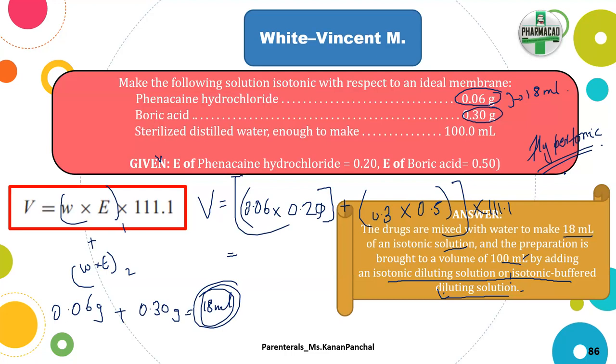Be it your isotonic buffered solution or some other isotonic solution. Okay. Be it directly 0.9% isotonic NaCl or be it direct WFI or be it some other buffered solution. But itna jo rahega na, 18 ml of this, that itself is going to be isotonic with your blood. समझा ये सबको.